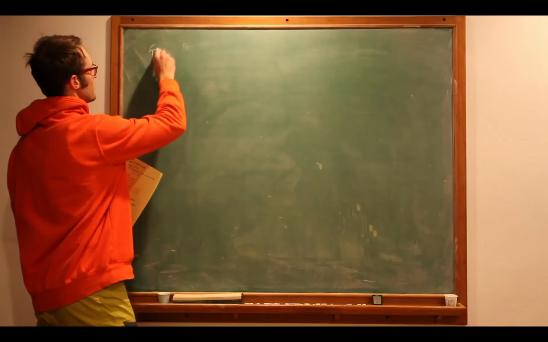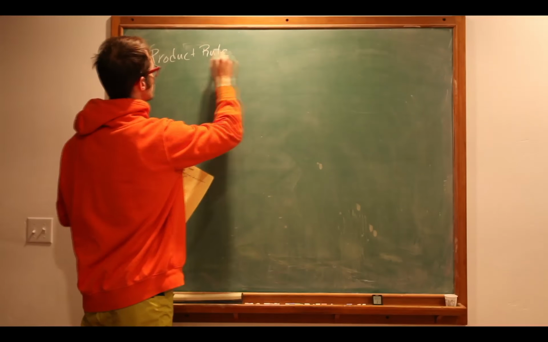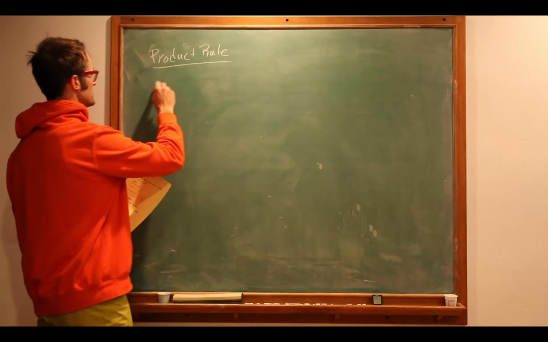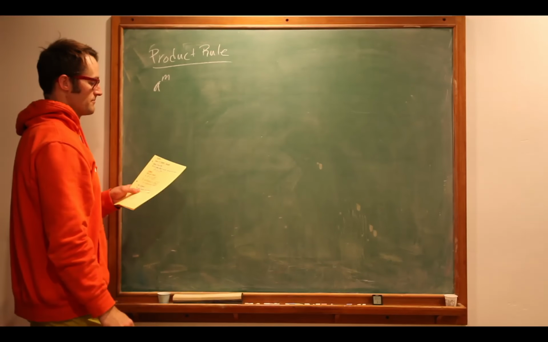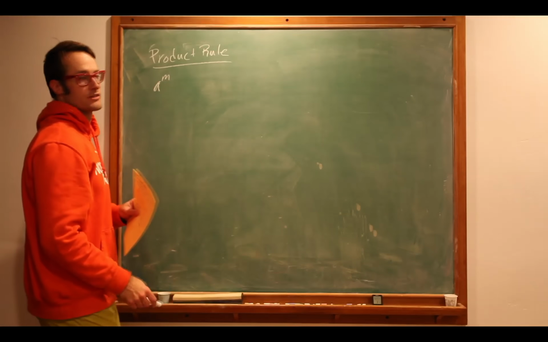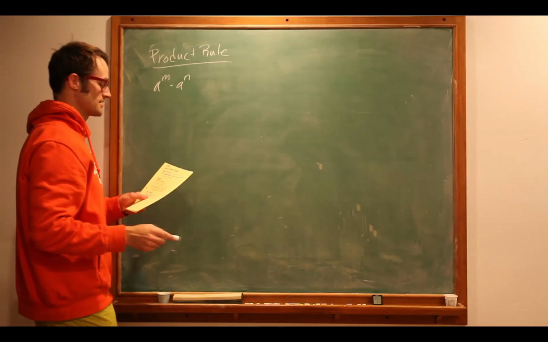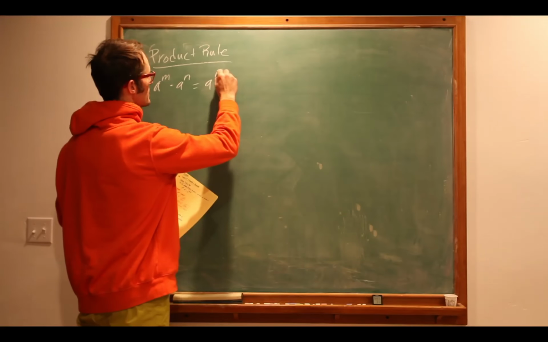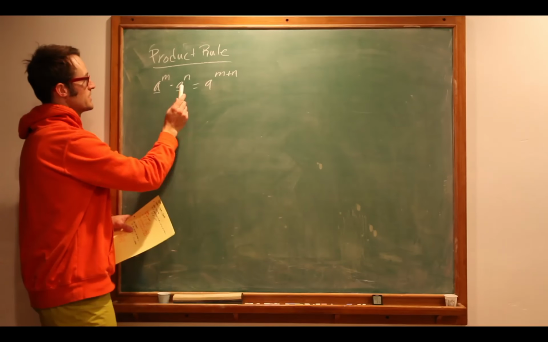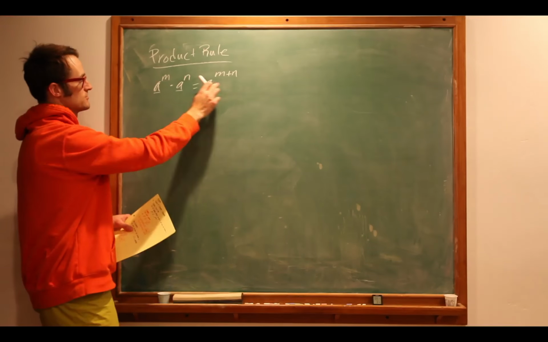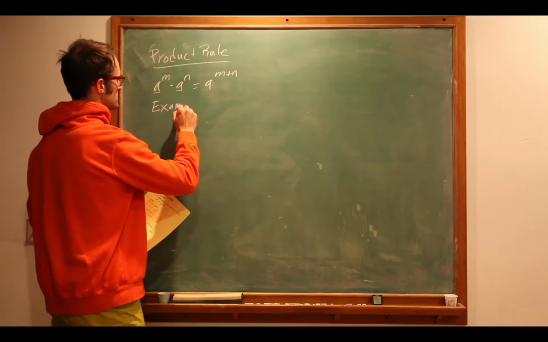All right, so the first thing to recall is the product rule. I will write that down. The product rule for algebra, not for calculus: for all positive integers m and n and every real number a, a to the m times a to the n equals a to the m plus n. Basically, when you have the same bases and you're multiplying them with different exponents, you just add the exponents together. So here are some examples.